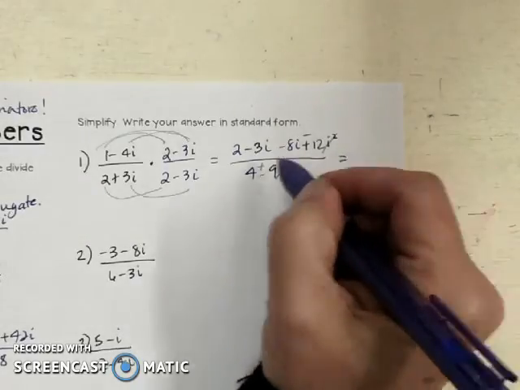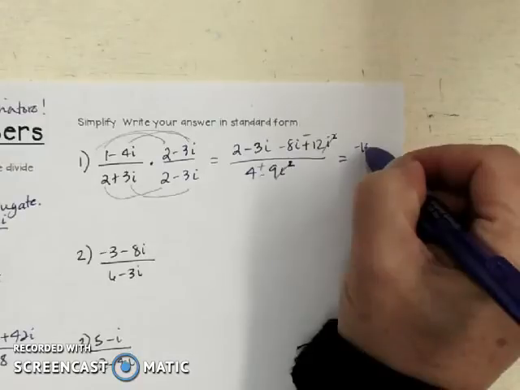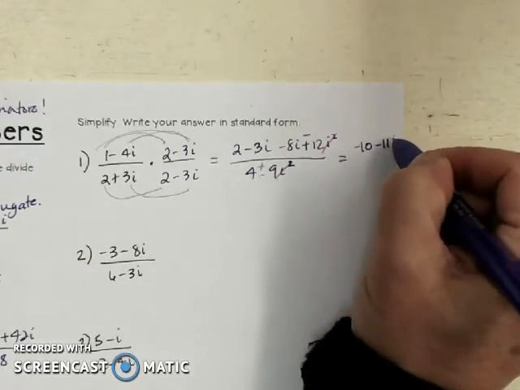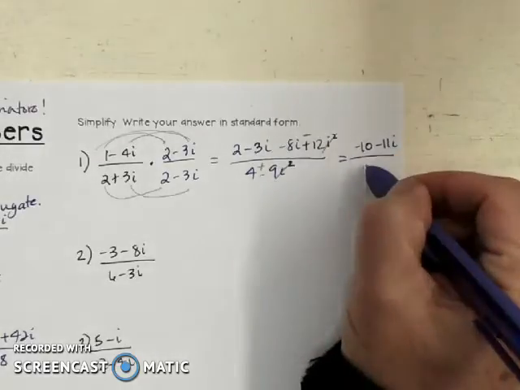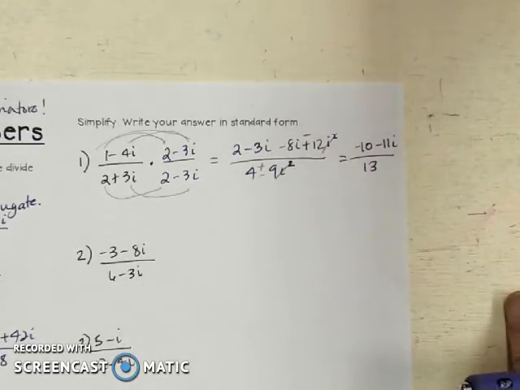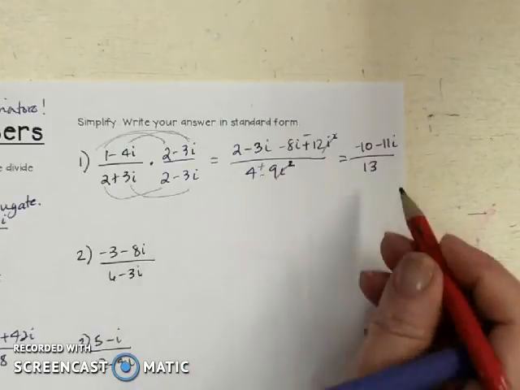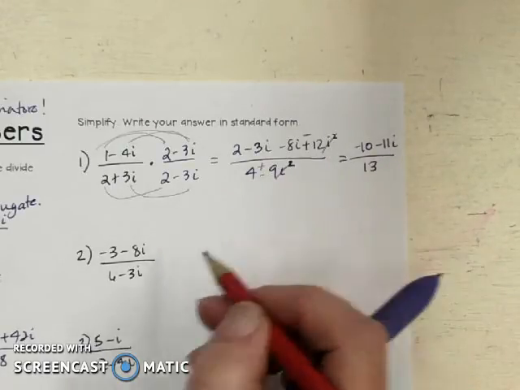So I have 2 minus 12 gives me negative 10. Negative 3i minus 8i gives me a negative 11i, and 4 plus 9 is 13. Those numbers don't have any common factors. We don't have to worry about simplifying anything else.